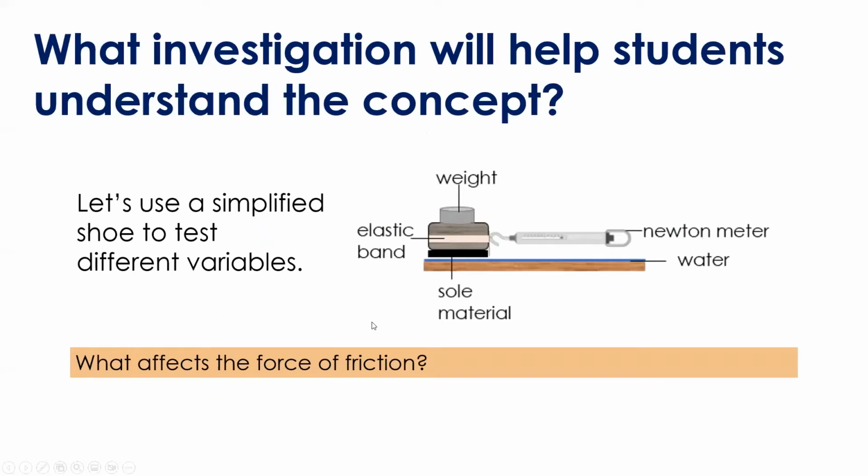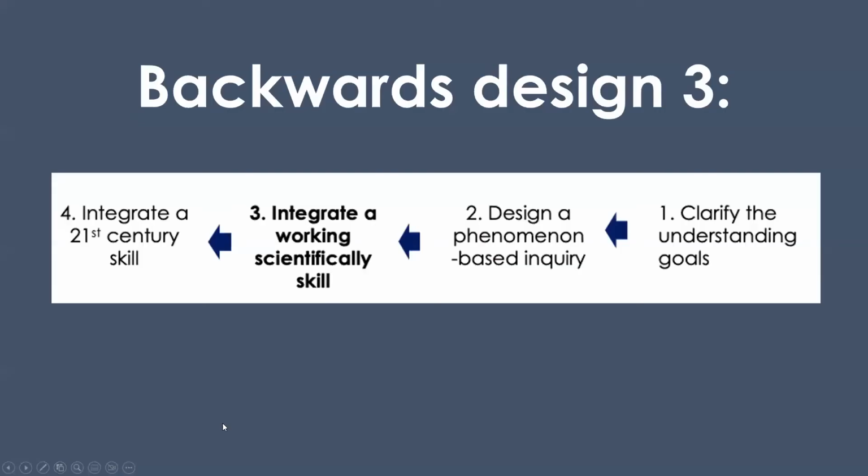So we're going to do the same investigation as we did before, the one that I showed you before. They're going to use this simplified shoe to test different variables to find out what affects the force of friction. So that leads us on then, that's our phenomenon-based inquiry.